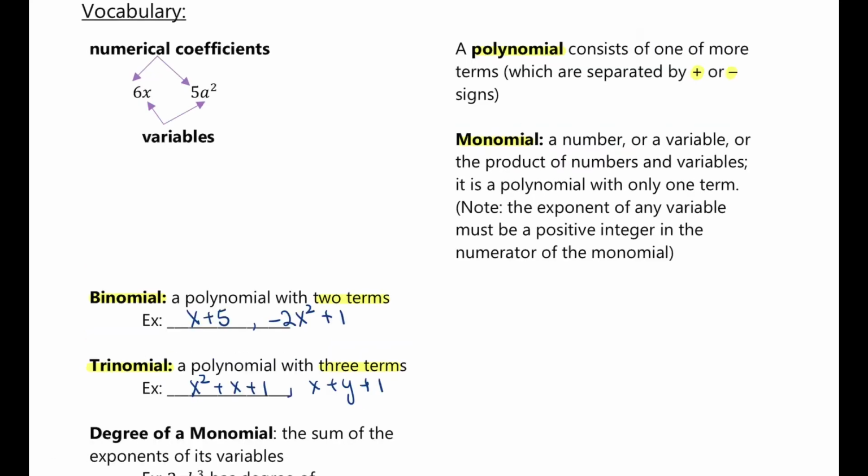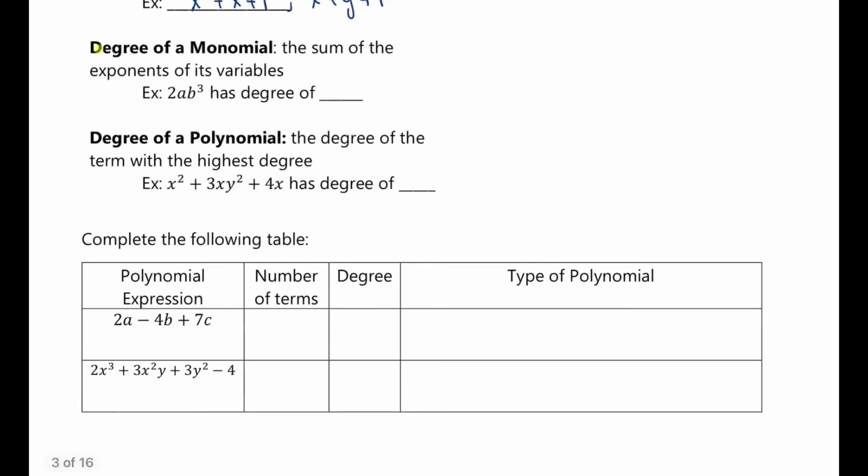Let's go over the parts of a term. We have numerical coefficients. In short, I call them coefficients, and that's good enough. Those are the numbers in front of variables. And the variables are usually a letter of the alphabet that represents some unknown value. Degree of a monomial: the sum of the exponents of its variables.